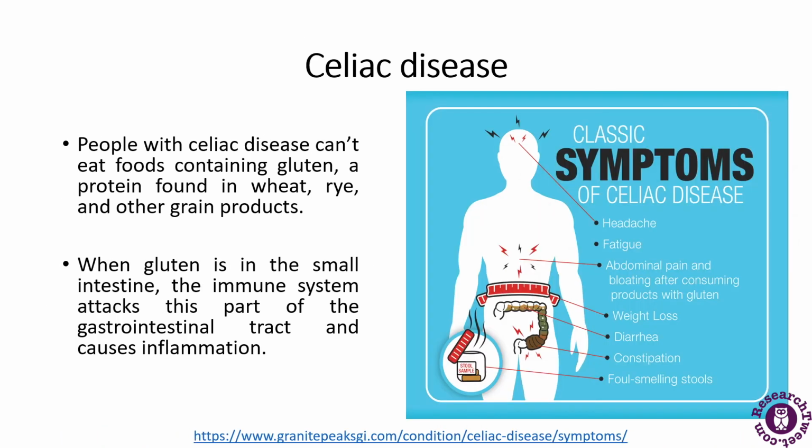The next disease is celiac disease. People with this disease can't eat food that contains gluten, which is a protein found in wheat, rye, and other grain products. When gluten is in the small intestine, the immune system attacks this part of the gastrointestinal tract and causes inflammation.